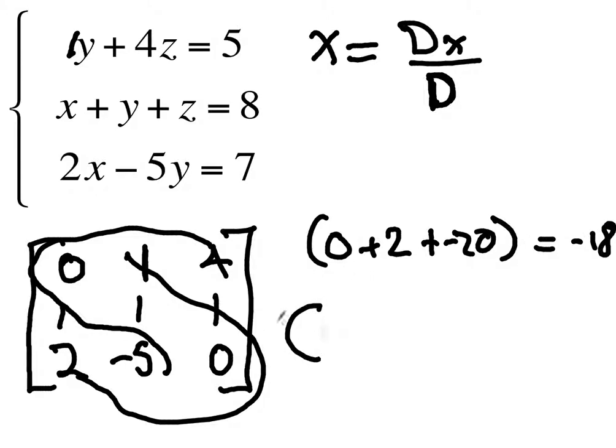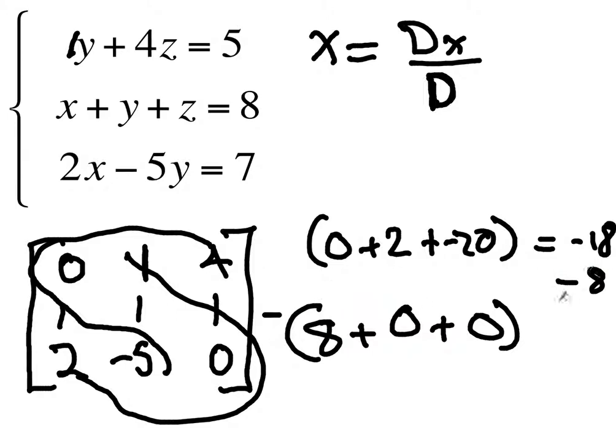Now let's find the bottom one. Let's go the other way. 4 times 1 times 2 is 8, plus 1 times negative 5 times 0 is 0, plus 0 times anything is 0. So we're going to subtract these two from each other. This is negative 18 minus 8, which is negative 26. So that's the D value.